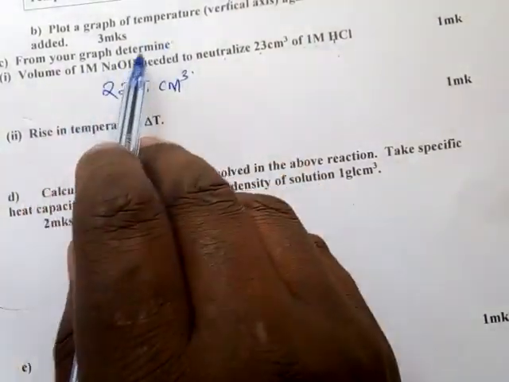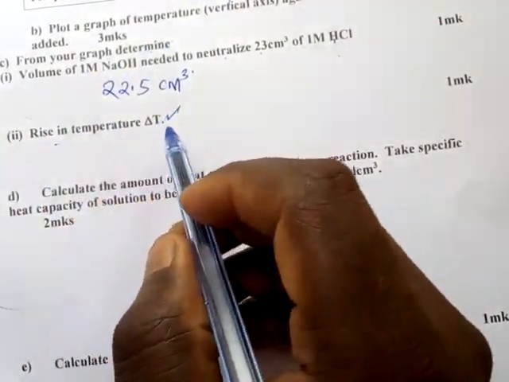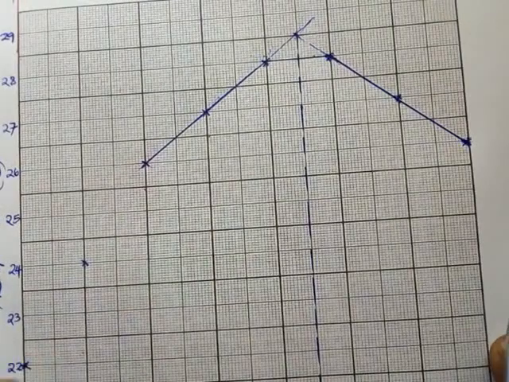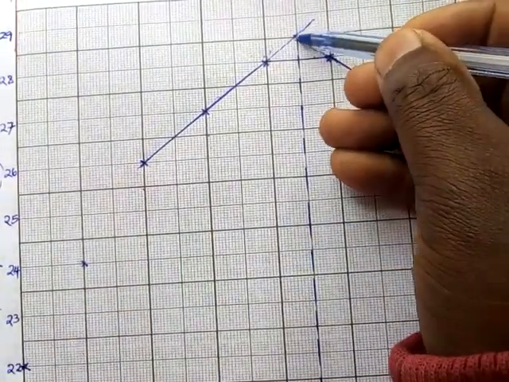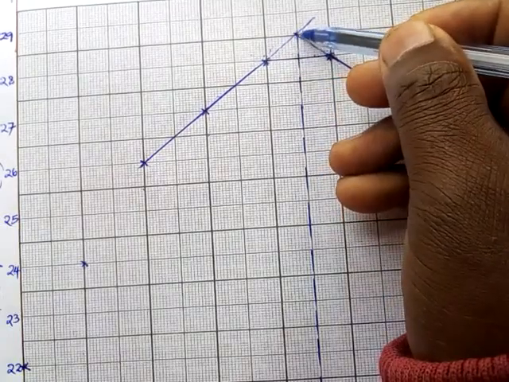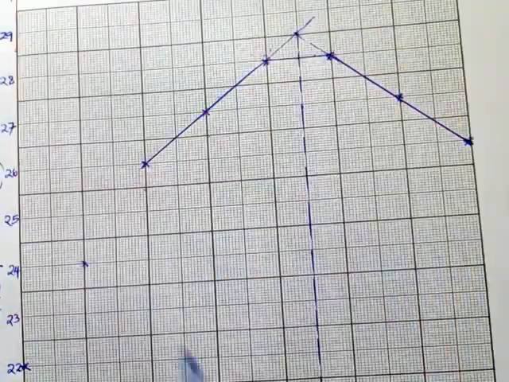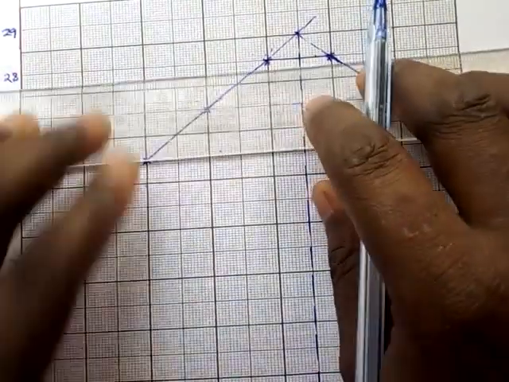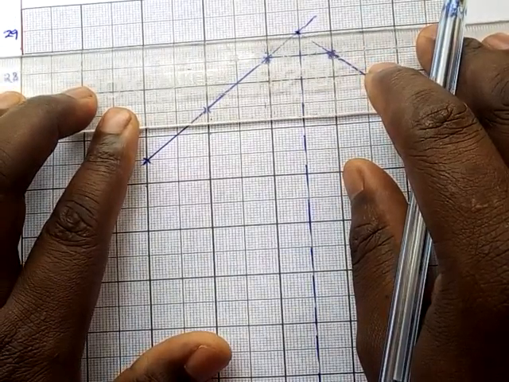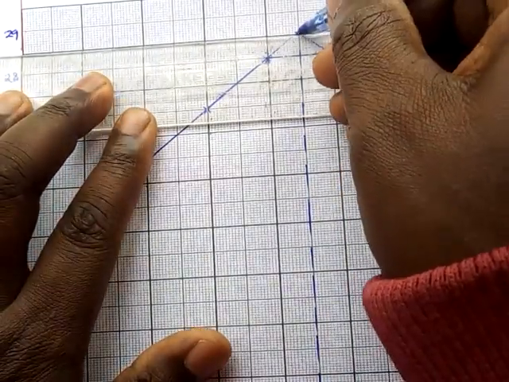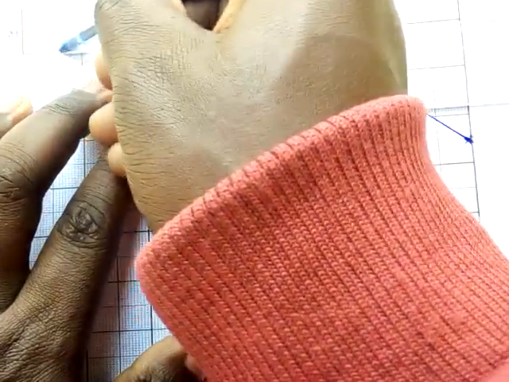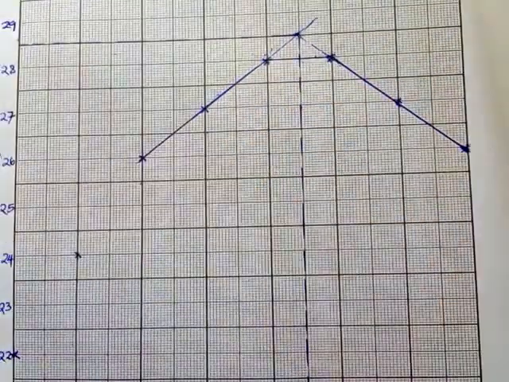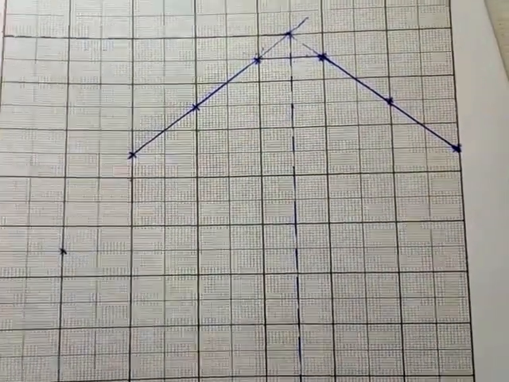From your graph, determine the rise in temperature. So we are going to use our graph to get our temperature. This is our graph. The maximum temperature attained is at this point where the extrapolated lines meet. So from here we come across. To show the examiner that you used the graph, you must draw a dotted line from where the two extrapolated lines are meeting to the y-axis. You must draw this, and this now shows the examiner that you used the graph. So that's our maximum temperature.